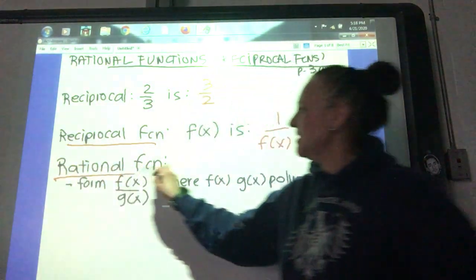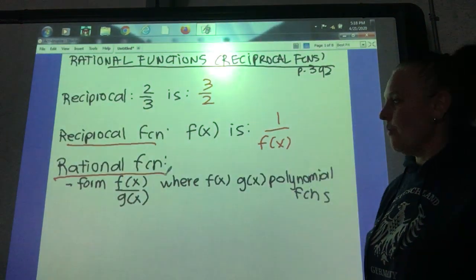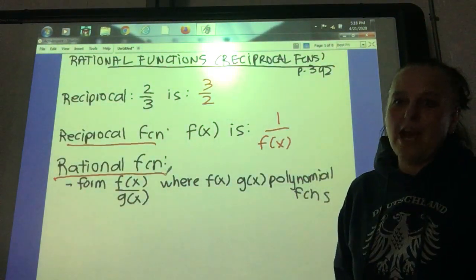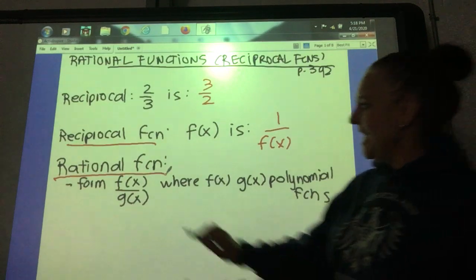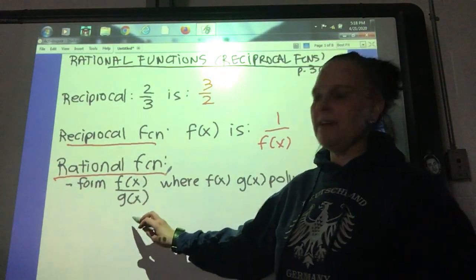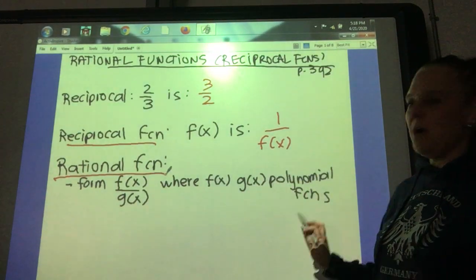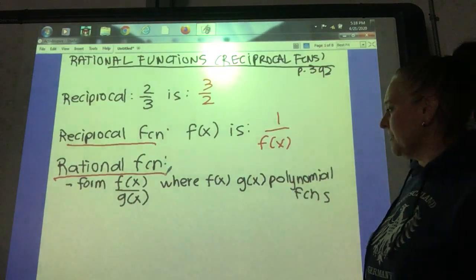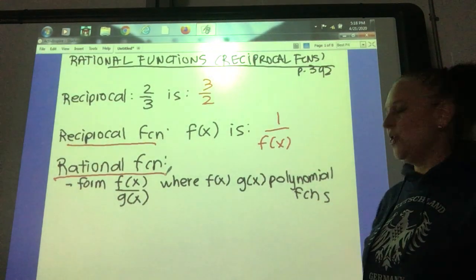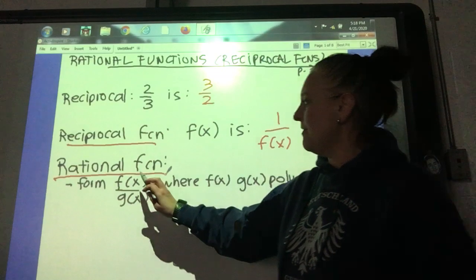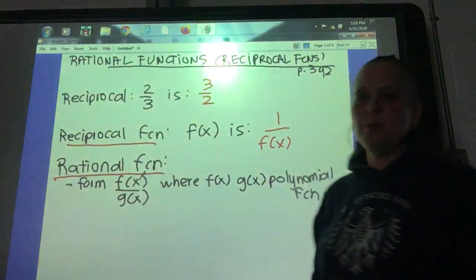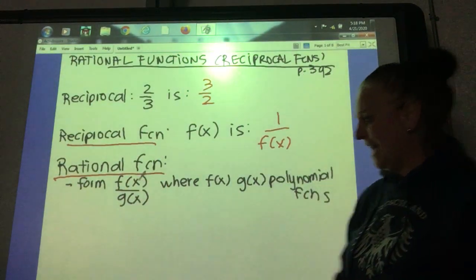Okay, so our formal definition of a rational function is just a function with fractions, right? Officially, it has the form f of x over g of x, where both f and g are polynomial functions. We know what polynomials are. We had that polynomial unit back in grade 10 math. So basically, you have a polynomial on top, a polynomial on the bottom. How do we graph that?